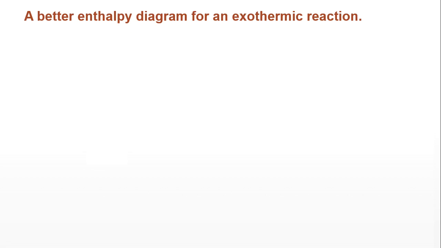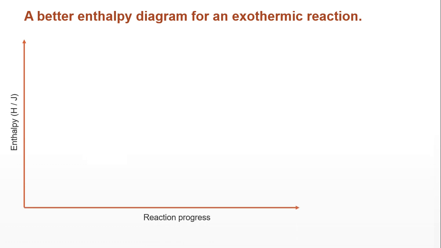So let's start with exothermic reactions. If we're going to draw a diagram, we need axes like this. So we're going to have a y-axis with enthalpy and an x-axis with the reaction progress. On this x-axis, we could also write time, for example, but it's as the reaction progresses. For a chemical reaction, we will have reactants turning into products.